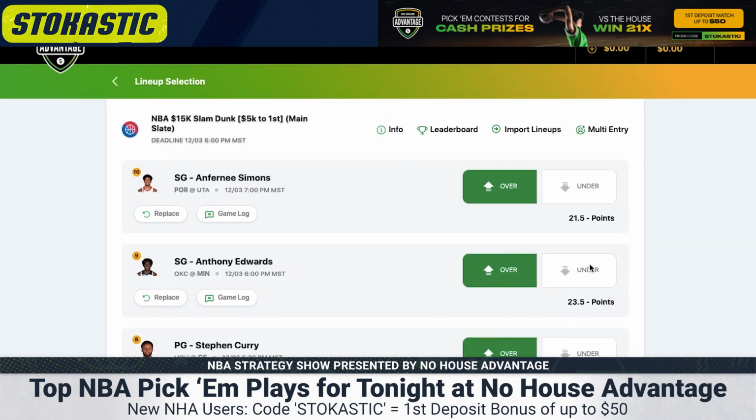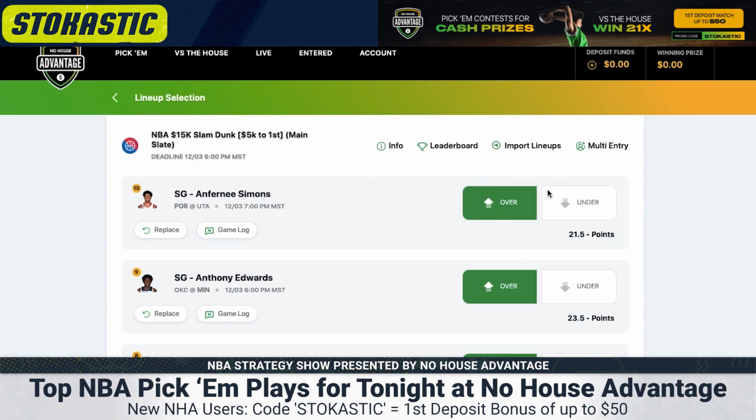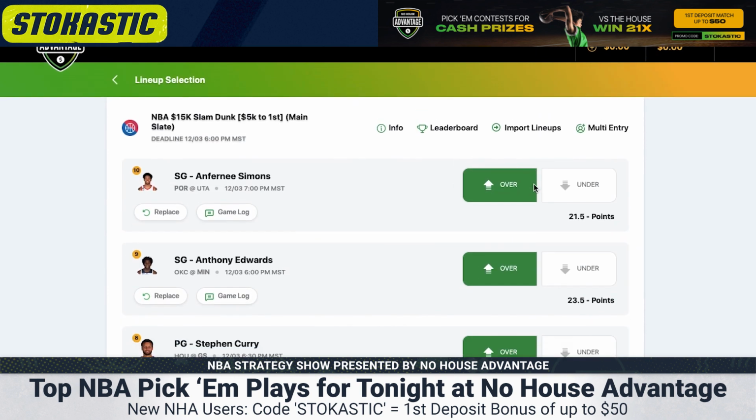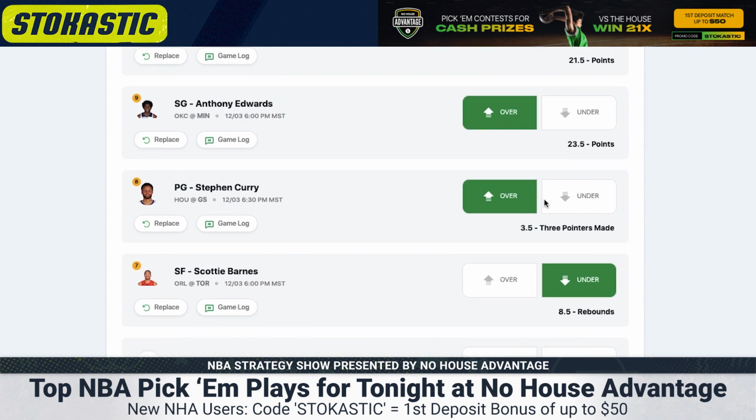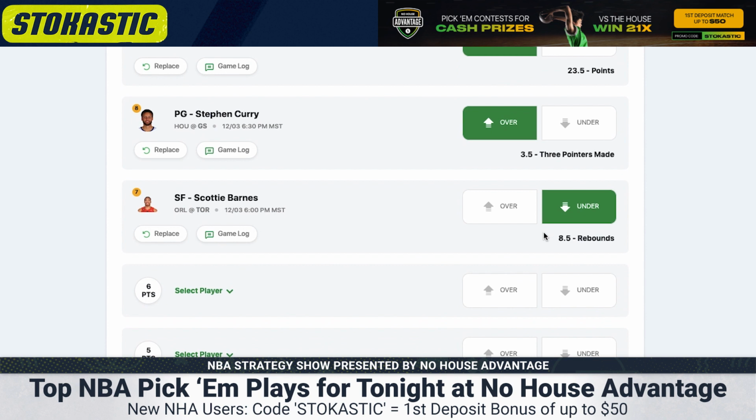The 4 picks we're liking. Anfernee Simons, over 21.5 points. Anthony Edwards, over 23.5 points. Steph Curry to hit over 3.5 3-pointers. And Scottie Barnes, under 8.5 rebounds.